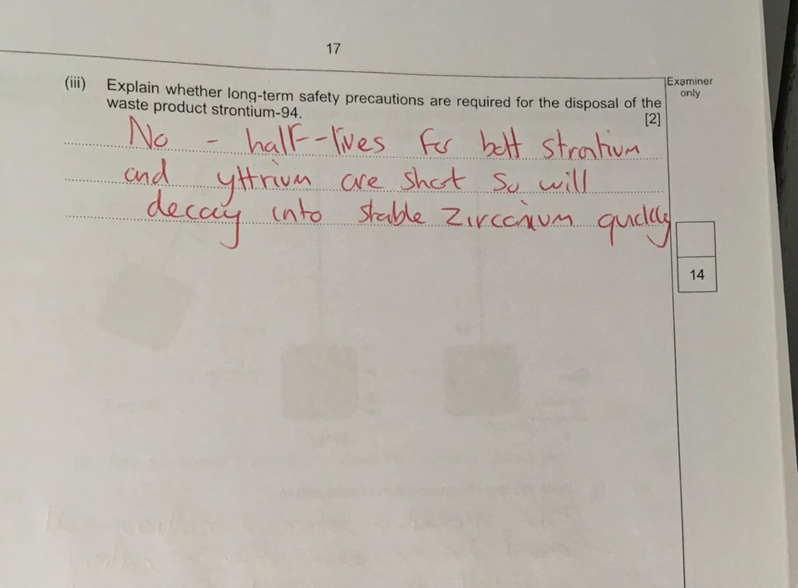Explain whether long-term safety precautions are required for the waste product of Strontium-94. Well, from the text, it says that it's got a half-life of 75 seconds. So the half-life is nowhere near long enough to need them. It's going to decay quickly into the stable element, and that's what it said in the paragraph. So that's why we don't need any precautions.